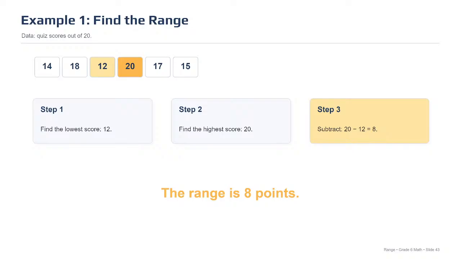Example 1, find the range. The data is quiz scores out of 20. If you want, you can sort it, but they just did it here without sorting. So the lowest value is 12, the highest value is 20. Step 1, find the lowest score, which is 12. Step 2, find the highest score, which is 20. Step 3, subtract 20 minus 12, which is equal to 8. The range is 8 points.